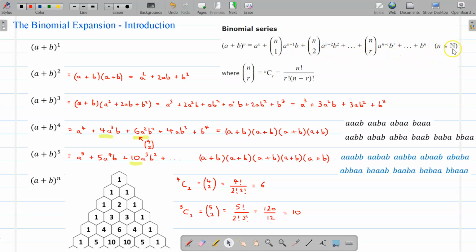n is a member of the natural numbers, which simply means that for this expansion, n must be an integer, a whole number that's positive.